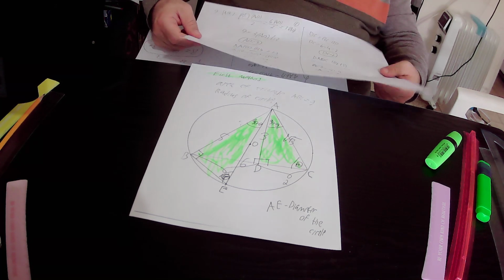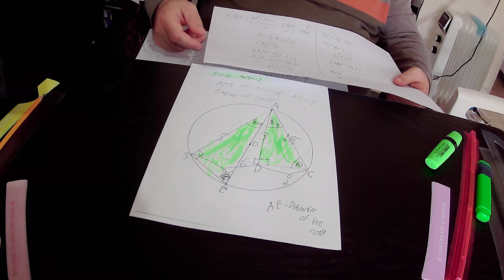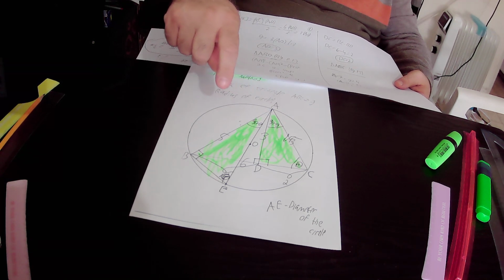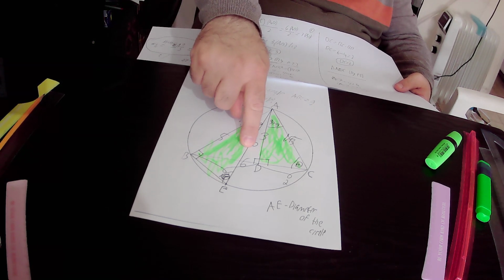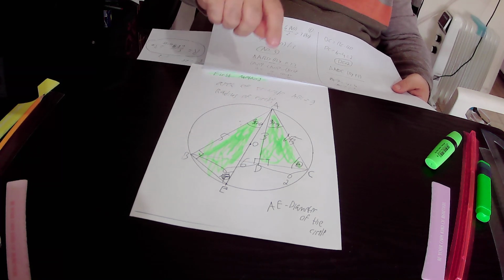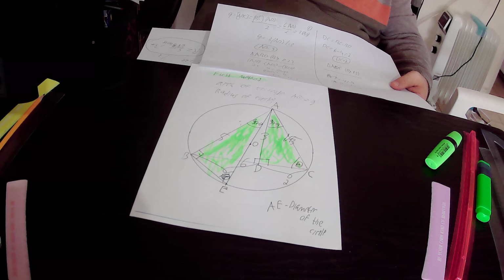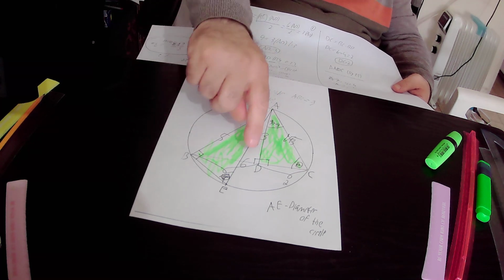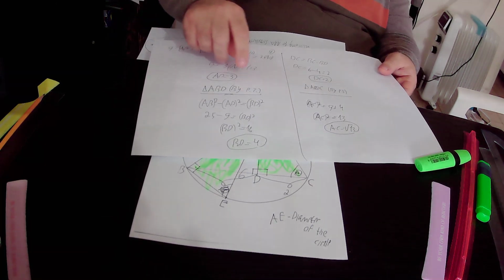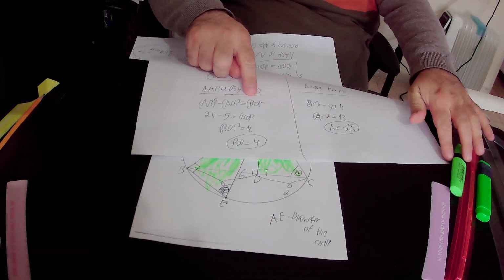And then we implemented the Pythagoras theorem on triangle ABD, the right triangle. The square of the hypotenuse equals the sum of the squares of the perpendiculars, that is to say AB square minus AD square equals DB square.